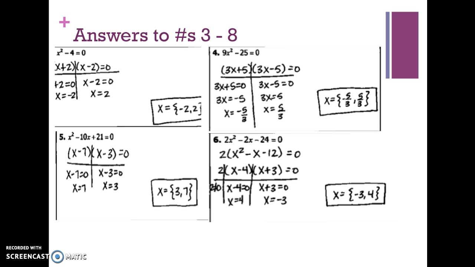Well, this one I'm going to have to factor out a 2, and then I'm going to divide each side by 2. Well, this is going to have 2 on the outside, so I'm going to have 3 elements that I set to 0. 2 equals 0? Well, it doesn't equal 0, does it? So that's not a solution. Then I have x minus 4 equals 0, so x equals positive 4. And I have x plus 3 equals 0, so to get x by itself, I subtract 3 from both sides, and I have x equals negative 3. So my solution set is negative 3 and 4.